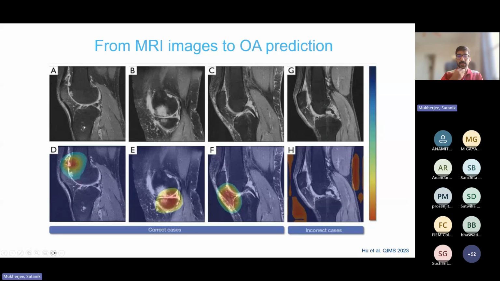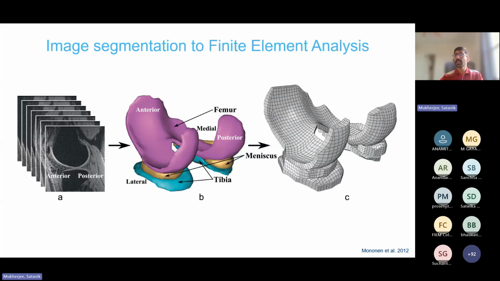So this gives you an idea that it's not only image segmentation from MRI images that can be helpful using deep learning approaches, but also combining this image segmentation with other clinical markers that can be used to predict the progression of osteoarthritis using deep learning approaches. So this is one way of looking at these approaches.